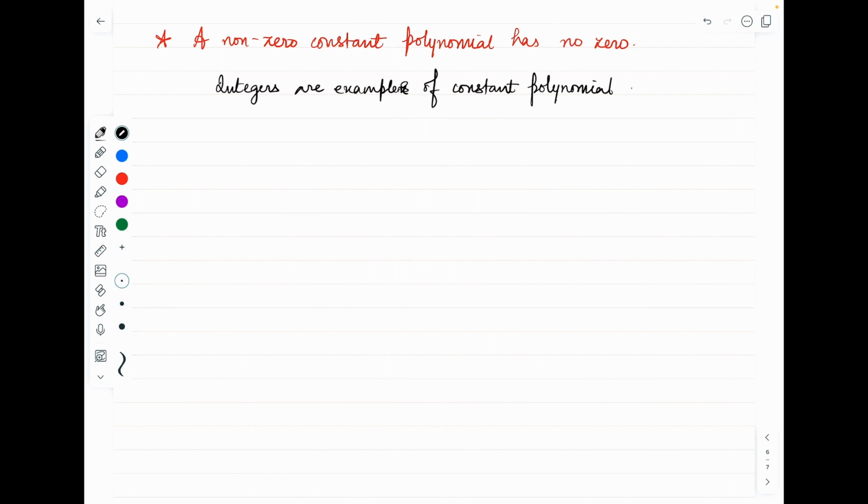So I am taking that constant polynomial, suppose q of x equals 2. 2 is an integer, and this is also a polynomial because I have shown you in the previous videos also. You can write 2 as 2 into 1, and 1 you can write as x to the power 0. So instead of 2, you are writing q of x equals 2 x to the power 0. This is a polynomial.